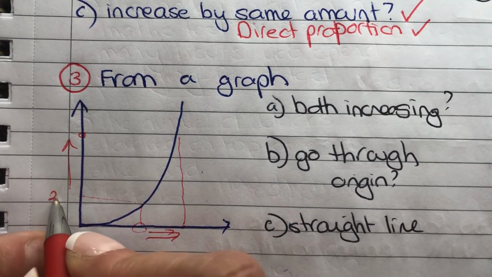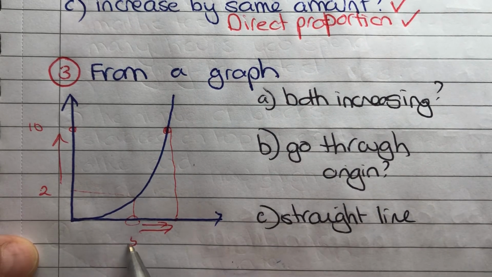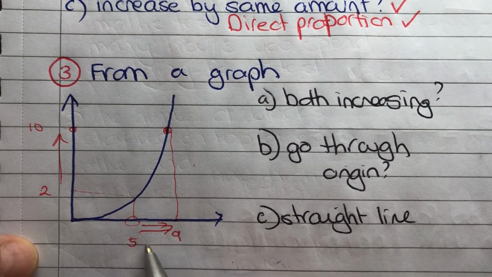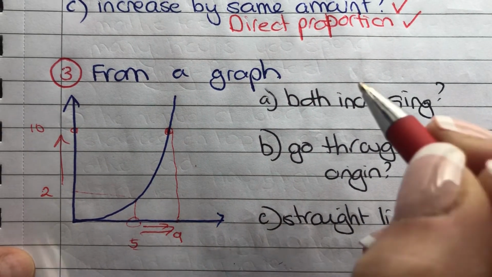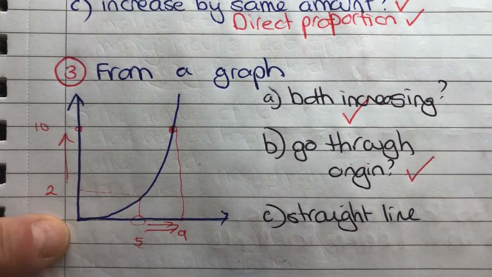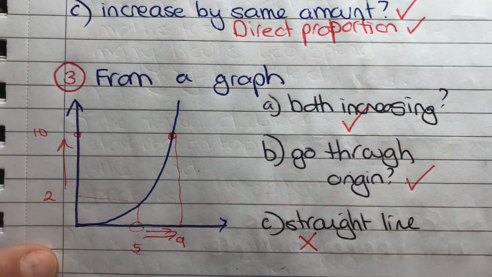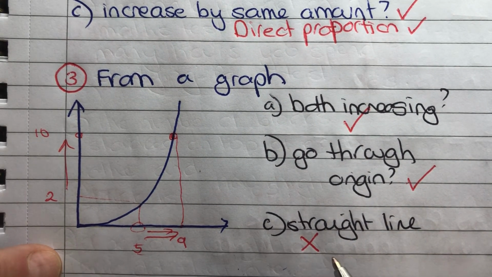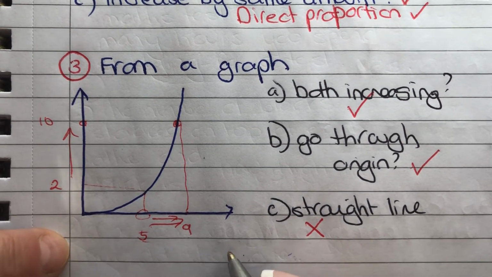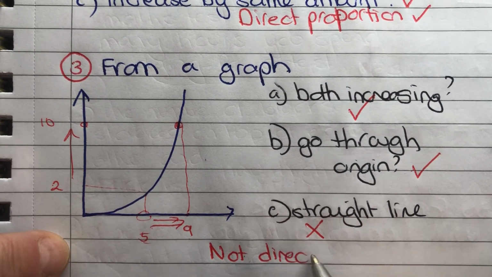You could just imagine this might be 2, this might be 10. Is it going up for the next point? Yep, this might be 5, this might be 9. Is it going up? Yes, it is. So they're both increasing. Does it go through the origin? That's easy when you've got a graph. Yes, it does. Is it a straight line? No, that's not a straight line. So not all criteria are satisfied, so this is not direct proportion.